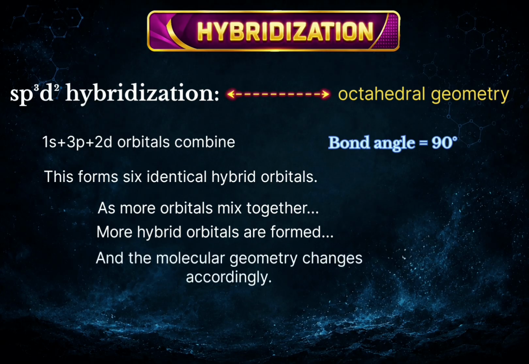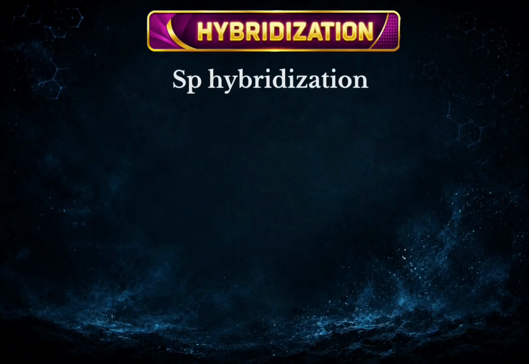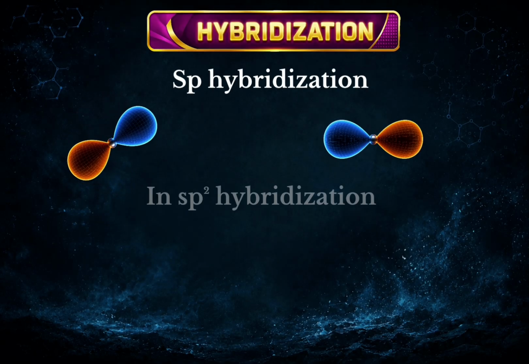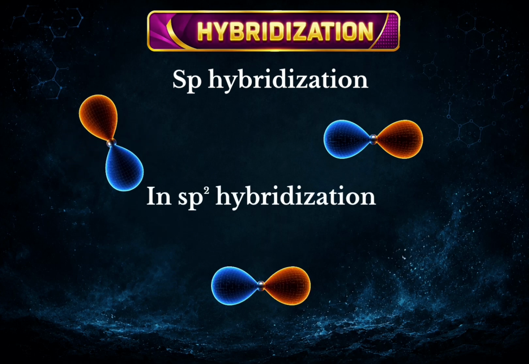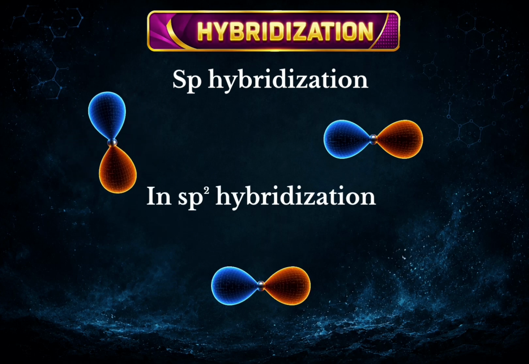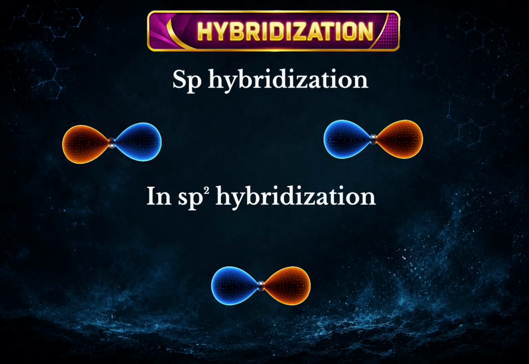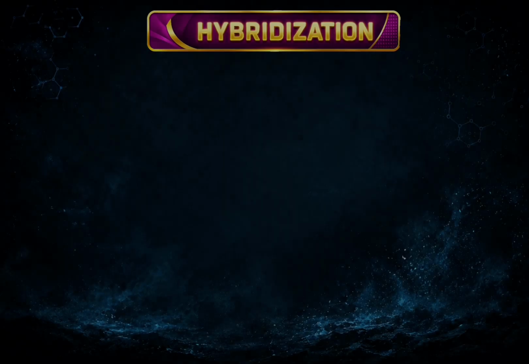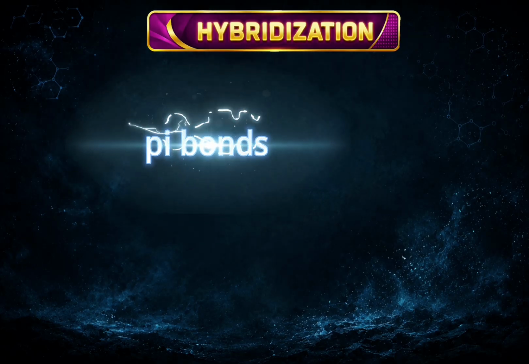But if you've been paying close attention, you may have noticed something interesting. In sp hybridization, two p orbitals were left unhybridized. In sp² hybridization, one p orbital remained unhybridized. So what exactly do those leftover p orbitals do? The answer introduces two of the most important types of chemical bonds, sigma bonds and pi bonds.